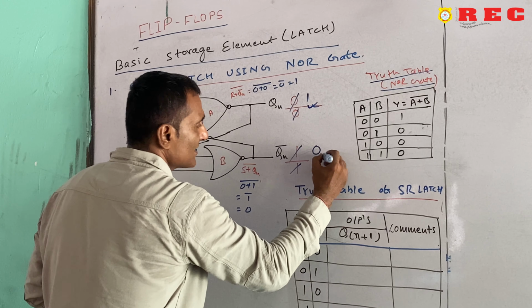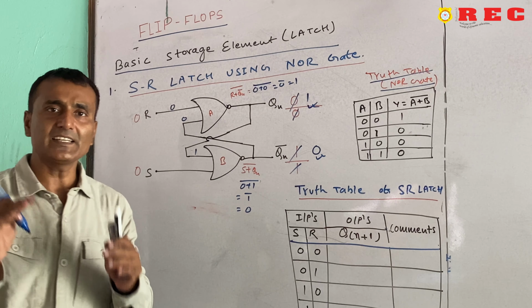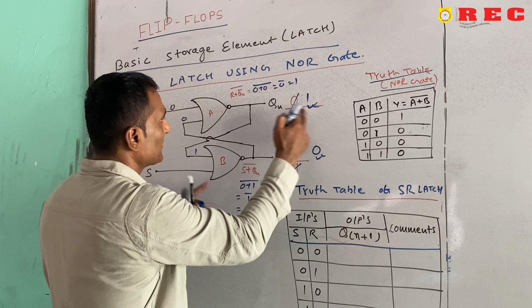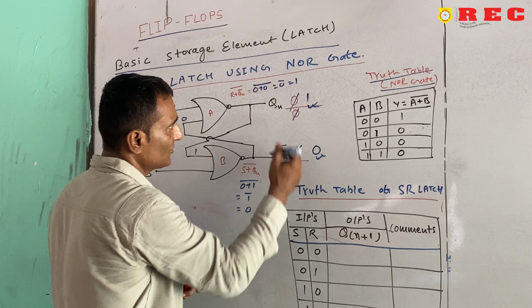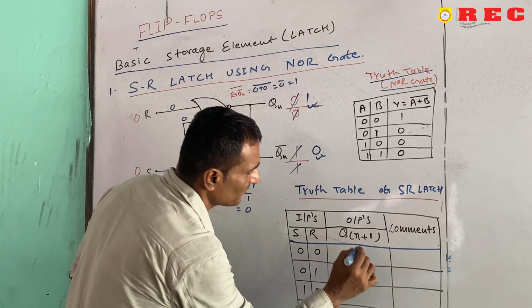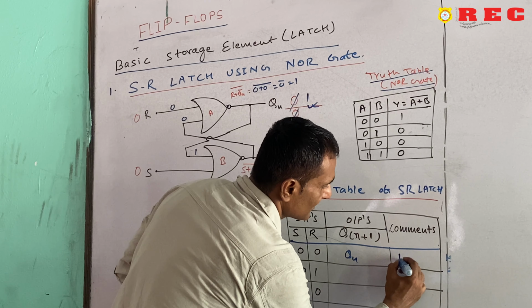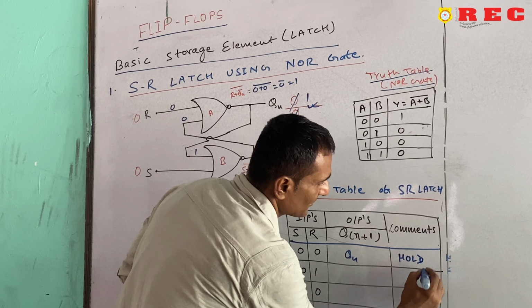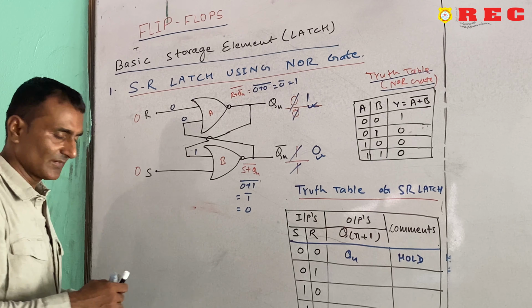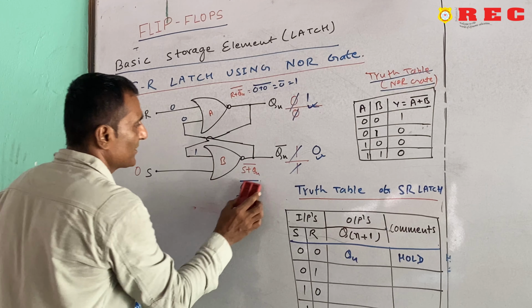So, it means what is happening when S is equal to 0 and R is equal to 0, at that time the previous state, 1, 0 was there, so 1, 0 remains. We can say that is the Qn position, whatever the Qn was, and we say that is the hold state. We can say this is the hold state. Okay. Have you understood?